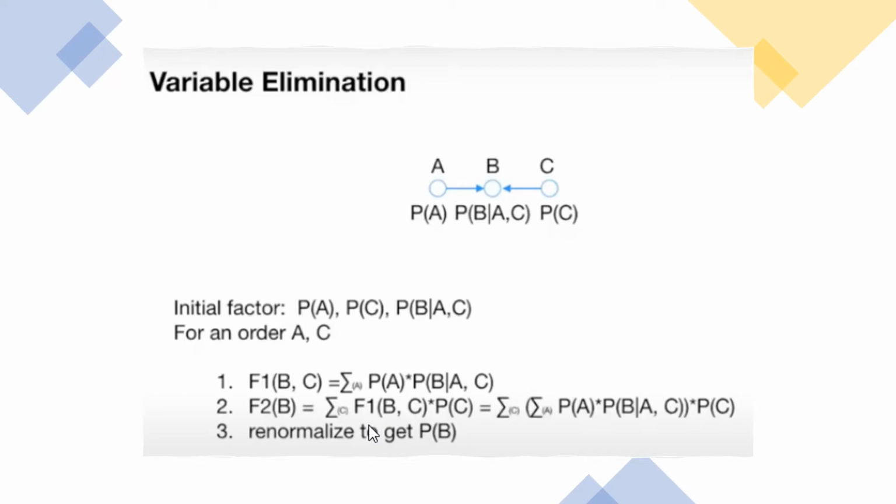For an order of A, C, in the first order F1, we are eliminating A and this is how we write the equation. And in the next order, we are eliminating C and this is how you write the equation. Then we renormalize to get probability of B. Again, I'm repeating it. Please take a minute to understand this very well and then we can proceed to answers.